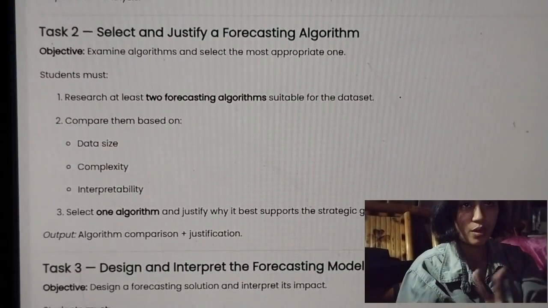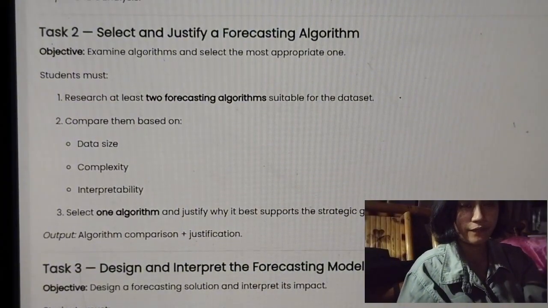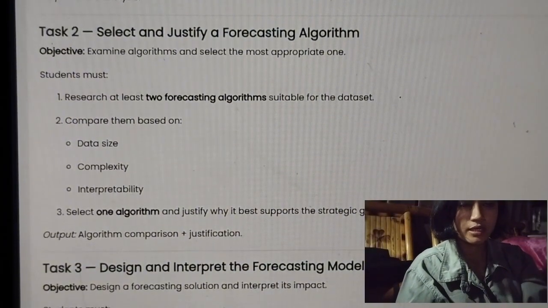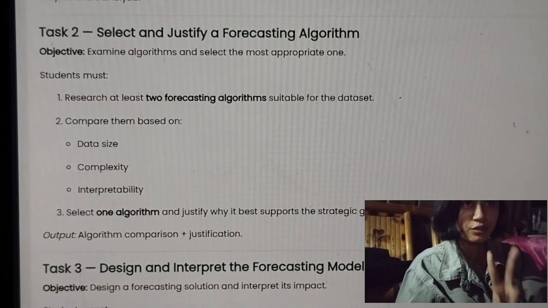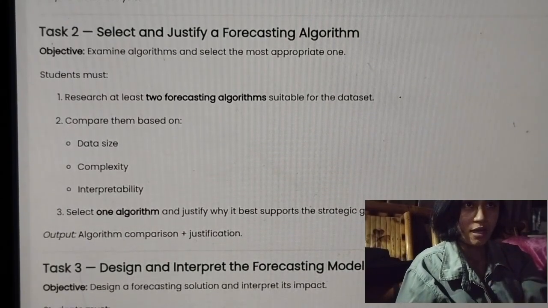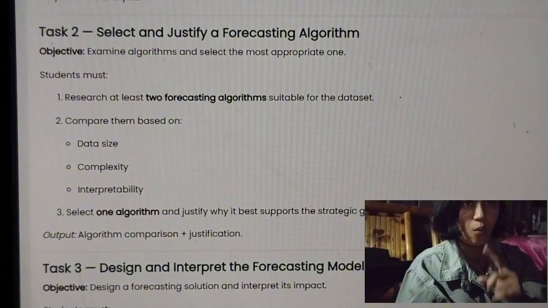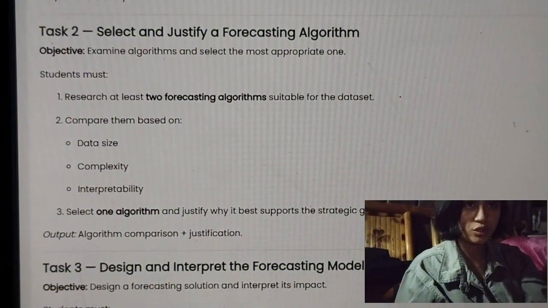For task 2, the goal is to choose the best forecasting method for the given sales data. I will first explain two possible forecasting methods, compare them, and then explain why one method is the best choice.